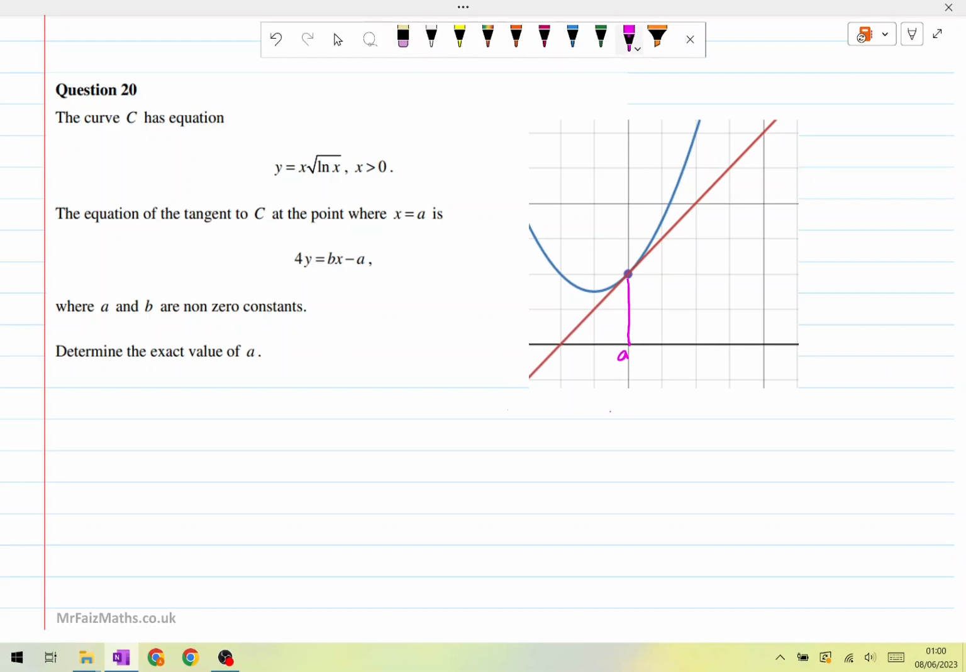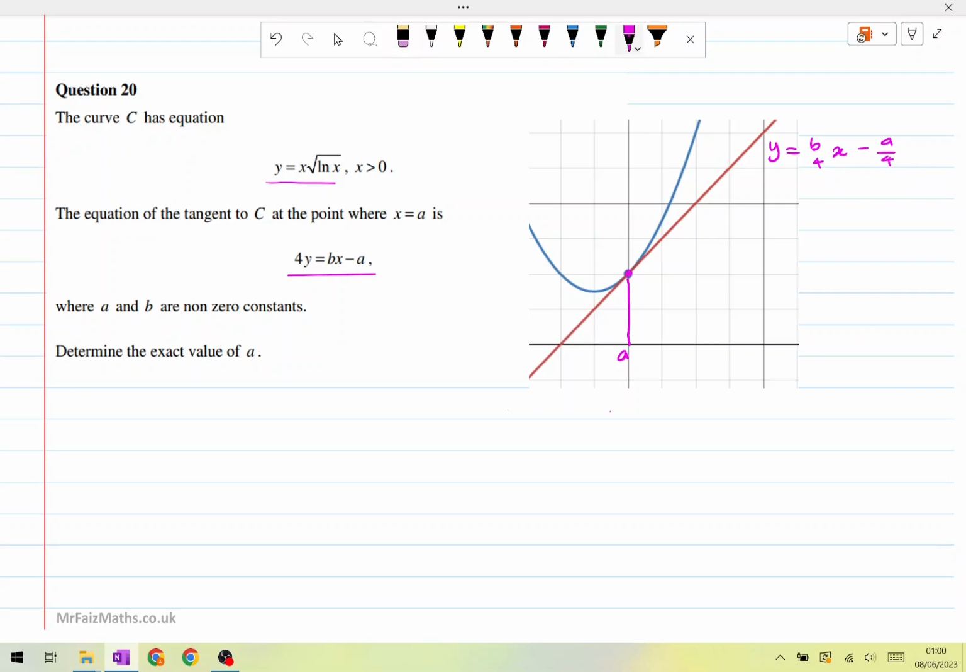Now we are given that the equation of the straight line is this. Now what I'll do here is rewrite that as y is equal to, I'll divide the whole thing by 4, and say b over 4 x and then minus a over 4. Now if the x coordinate is equal to a, we can think about what might be the y coordinate at this point. Given that this point lies on the straight line as well as on the curve, there are two different ways we could define the y coordinate.